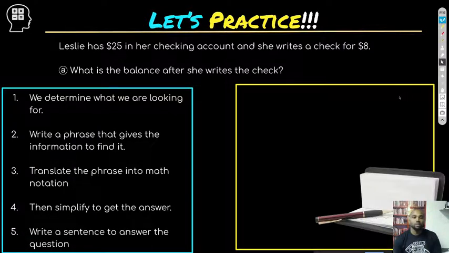Like I promised, here's our problem. Now this has 3 parts to it, but we're going to work them all. Leslie has $25 in her checking account, and she writes a check for $8. What's the balance after she writes a check?